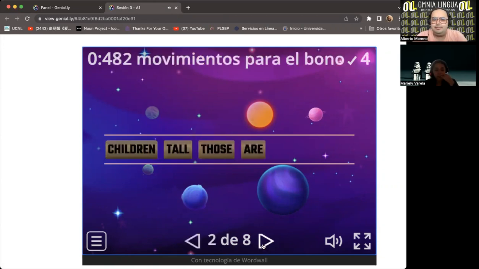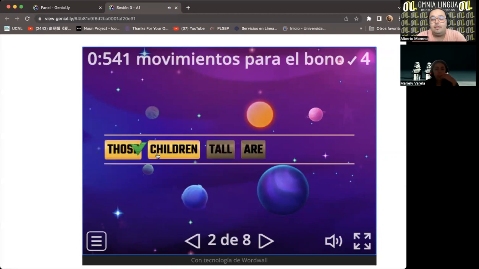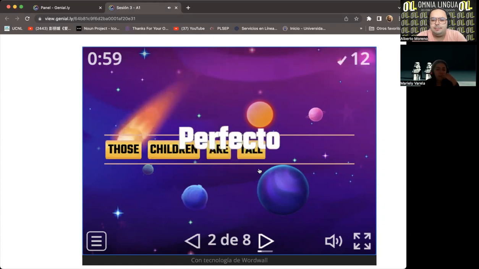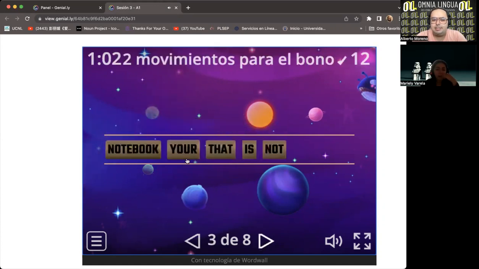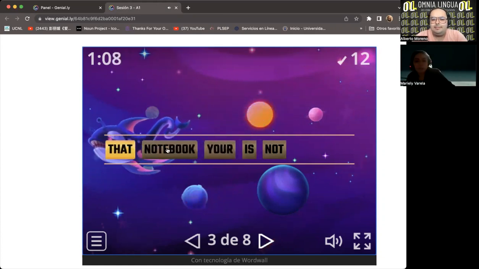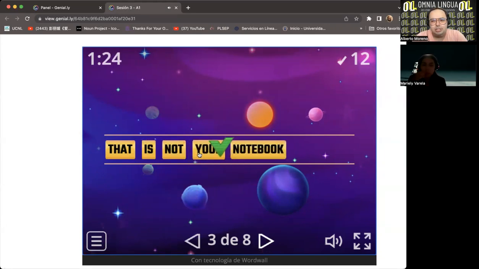So, next. Those children are tall. Very good. Excellent. Next. That notebook, no, that your... Here we have a demonstrative pronoun. This is not your notebook. Esta no es tu libreta.